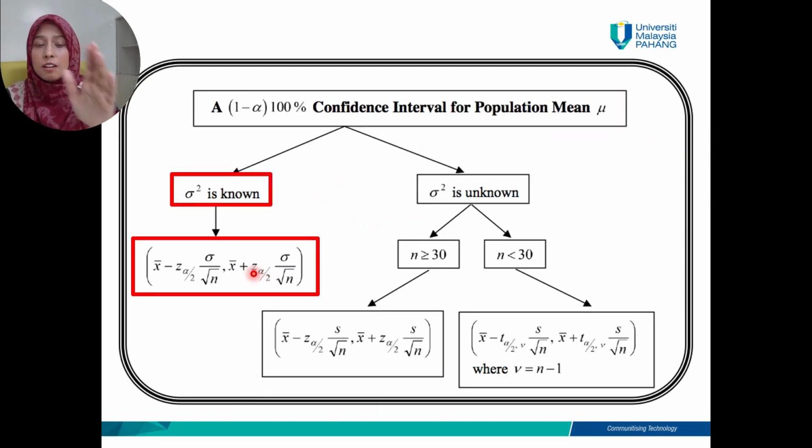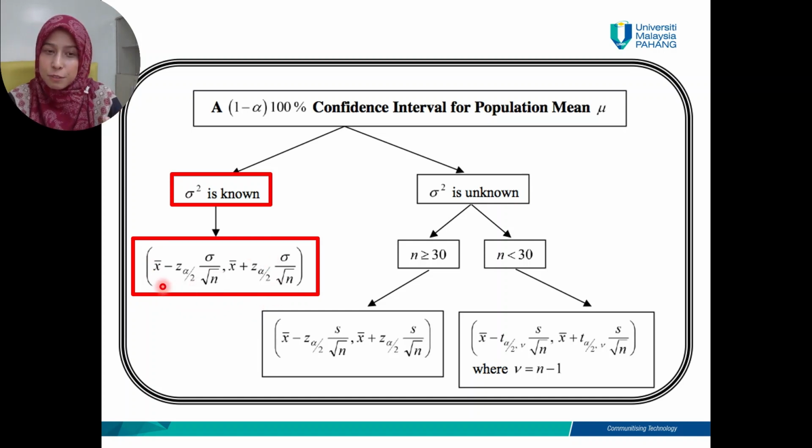Now, there are three different formulas that you can use to estimate population mean, depending on the situation. When you read the question, you need to identify whether or not the population variance is known. If the population variance is known, this is the formula that you're going to use.